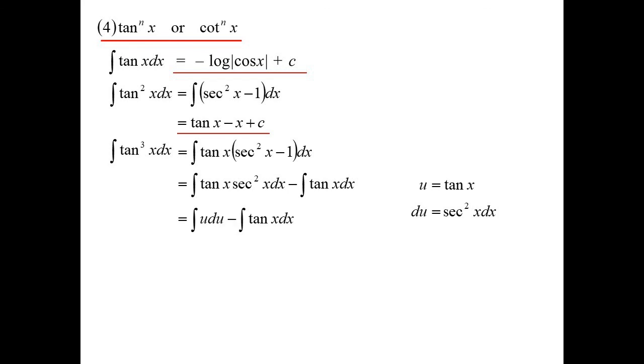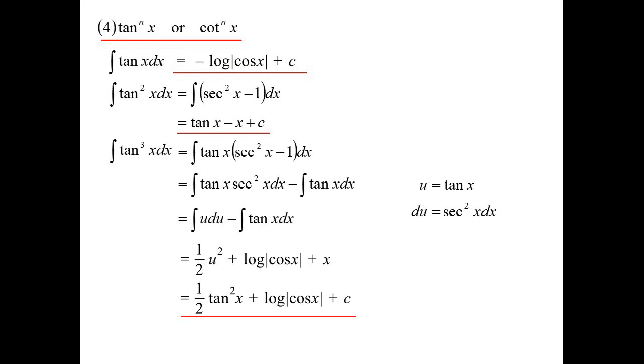We end up with the integral of u du, and we get half u squared plus the log of cos, which ends up being half tan squared plus the log of cos. The even one, the nice thing with these is that odd and even are treated exactly the same. So even, again, I just pull out a tan squared.